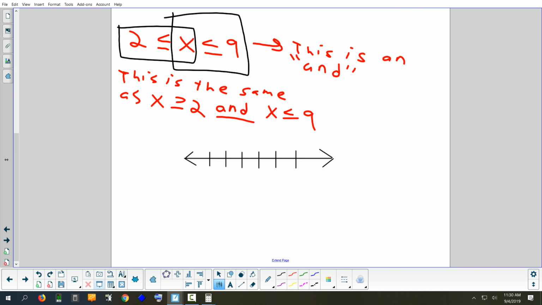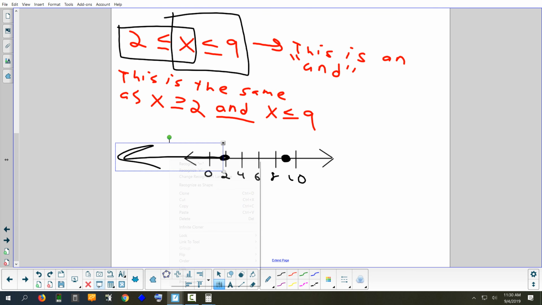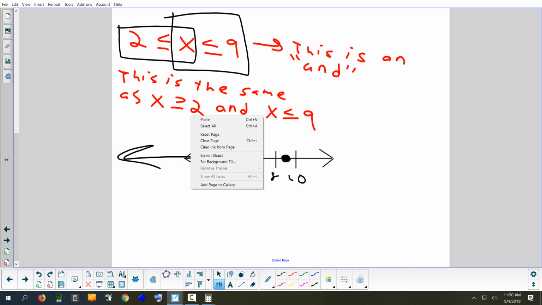Okay. So let's set up our number line. 0, 2, 4, 6, 8, 10. I'm going to do a closed circle on 2, closed circle on 9. And where would I shade? So like this way? Let's pick a number over here, -5. Is -5 greater than or equal to 2? No. So shade to the right?